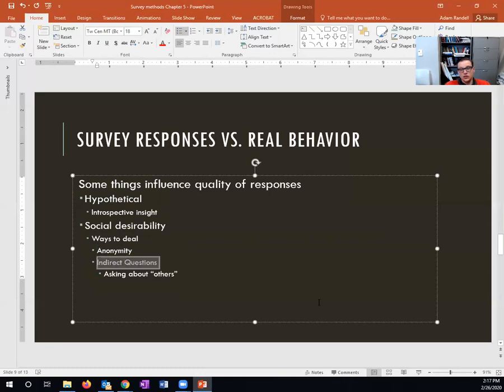We can also ask indirect questions. If I'm interested in how satisfied a person is with their life, I could ask the direct question, how satisfied are you with your life, right? Because of how unoffensive that question seems, they may try to give me a genuine answer. But they may not consider certain things, right? Going back to that introspective insight. Or they may be trying to play good, right? They may want you to think that their life is better than it is.